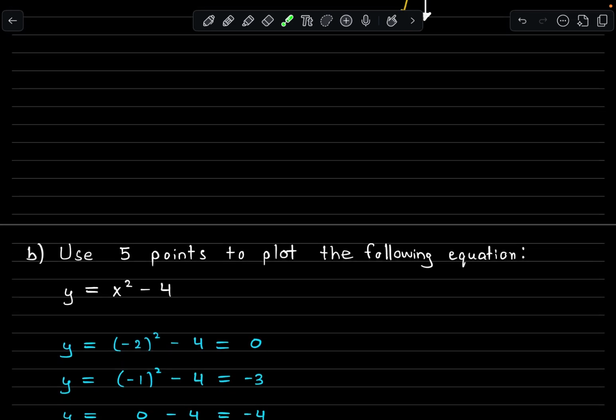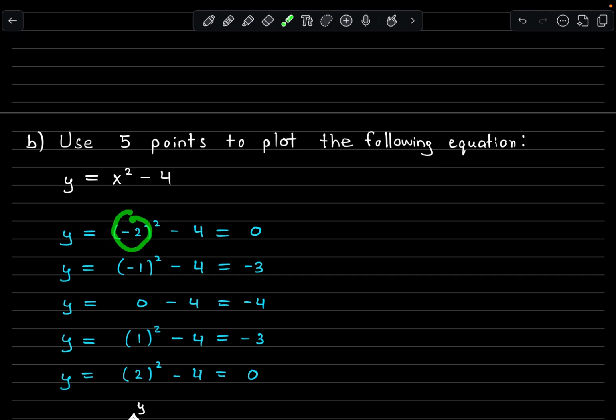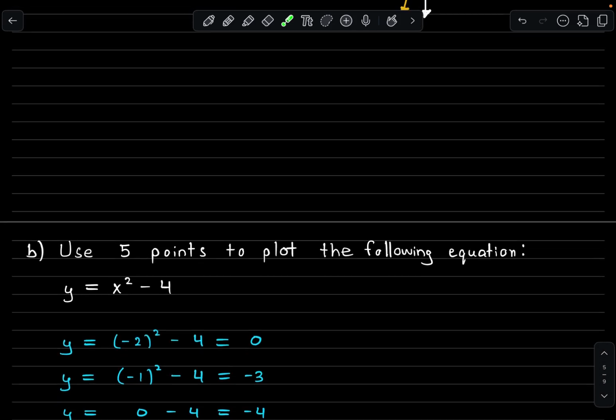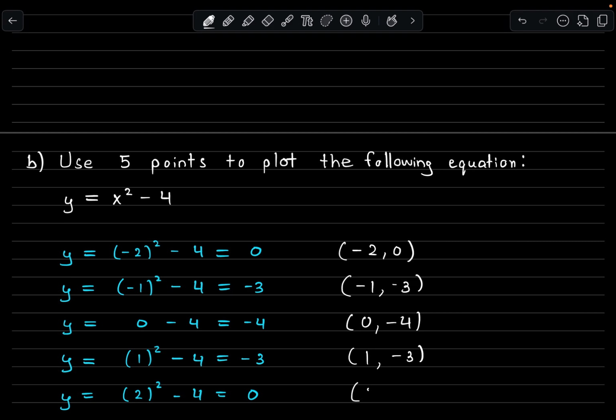So we can use our table again. Let's say we're going to use the x values -2, -1, 0, 1, 2. Okay, so these are the same values we used in our table earlier. Let's do the same thing here. So we're going to get, for our first point, (-2, 0). For the second one, (-1, -3). (0, -4). (1, -3). And (2, 0). Okay, so we just plugged in every single one of those x values, and we simplified.